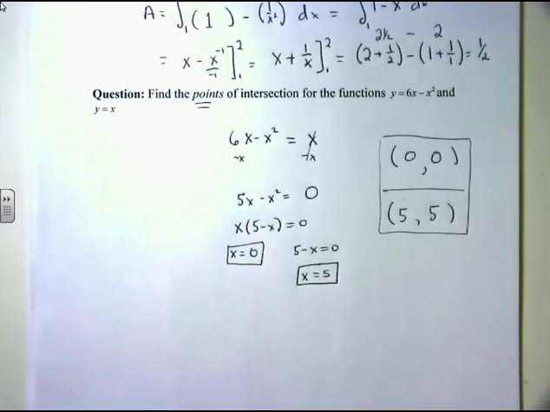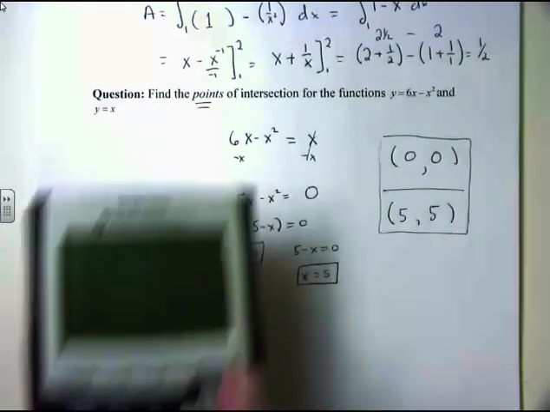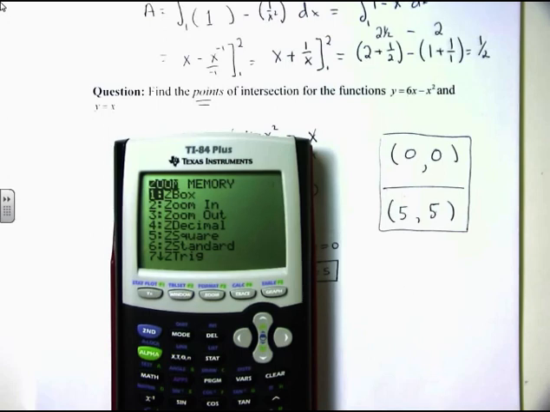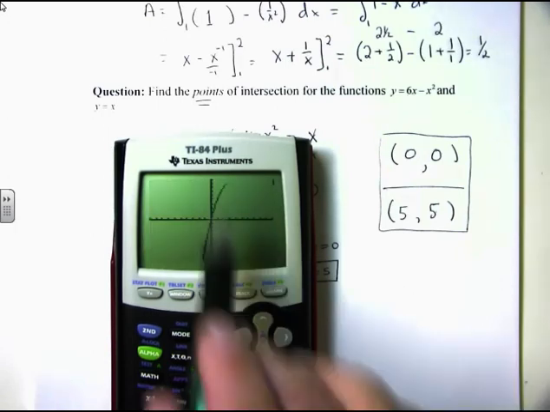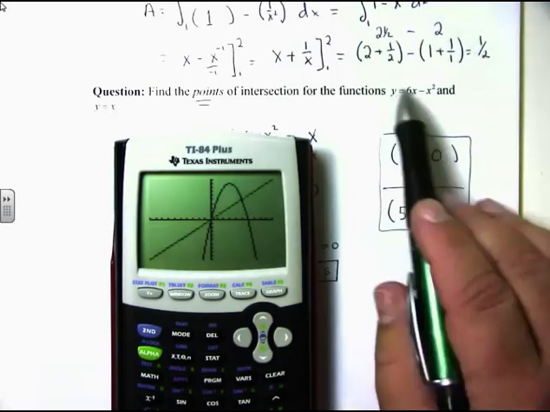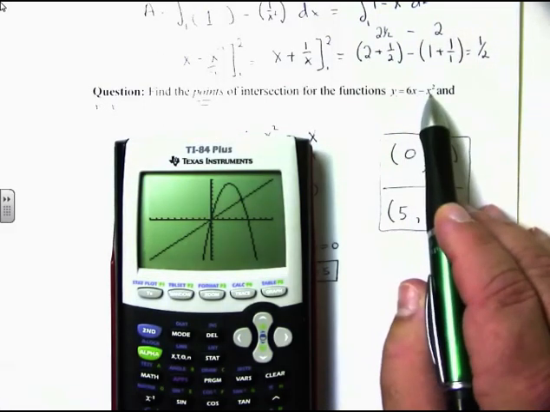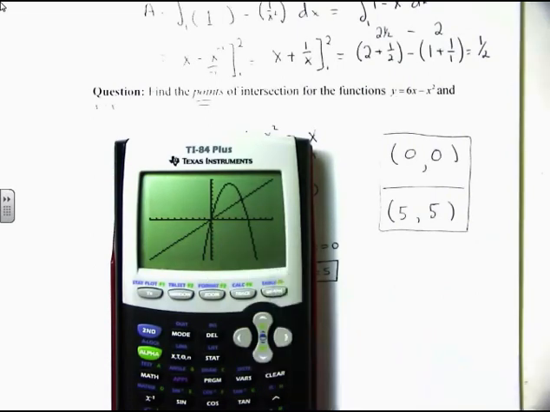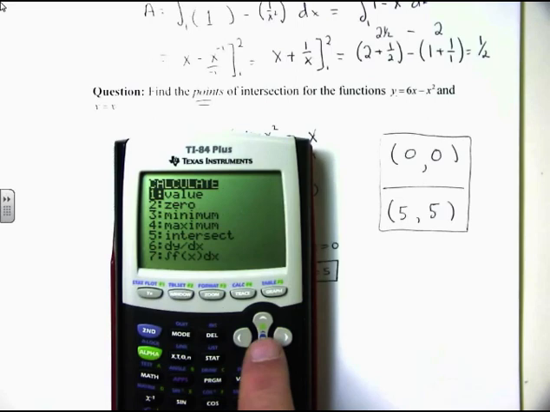But in this problem, let's say we were given a calculator, so I'm going to clean out my old function there, and go back up here and type in these equations. The equation was 6x minus x squared and y equals x. When I graph it, I always start with a zoom 6, zoom standard, negative 10 by 10 screen. There is the parabola, 6x minus x squared, and there's the line, y equals x. So the points of intersection are here and here, and you can use your calculator button to find points of intersection. Second, calculate intersection, number 5.